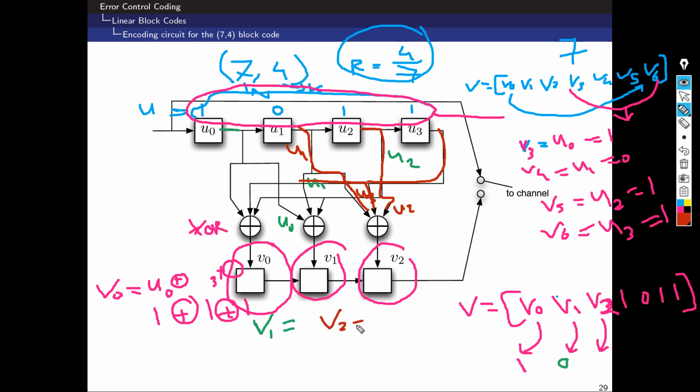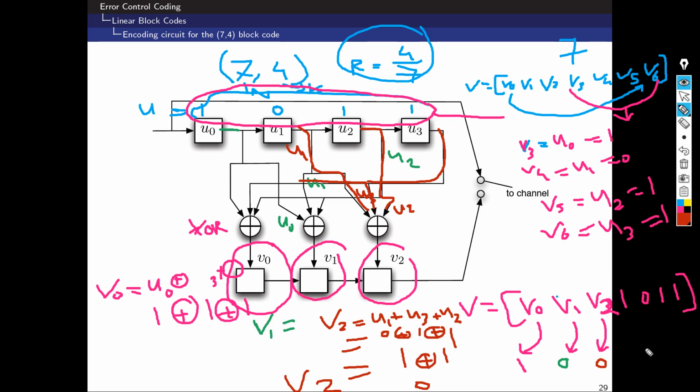V2 is equal to U1 XOR U3 XOR U2. So U1 is 0, U3 is 1, U2 is also 1. XOR them: 0 XOR 1 is 1, 1 XOR 1 is 0. This is 0. So V2 is equal to 0. Here I have 0.